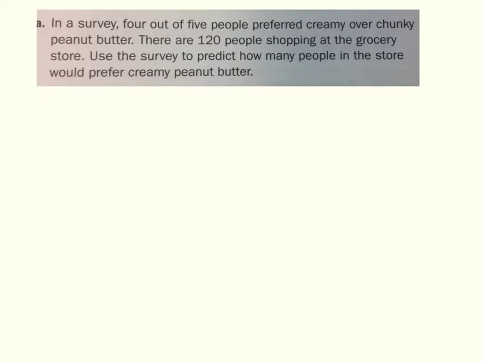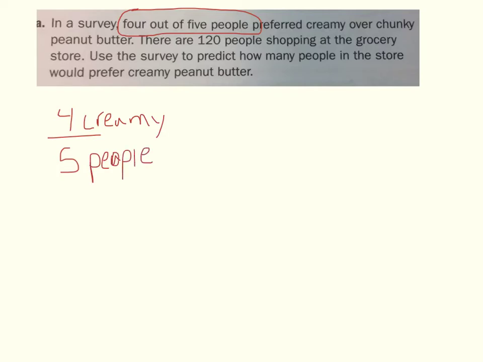So we want to look for important information inside the word problem. 4 out of 5 people prefer creamy versus chunky peanut butter. 4 represents the number who like the creamy peanut butter, and 5 is the entire number of people surveyed. The next important bit of information is that there are 120 people in the grocery store.